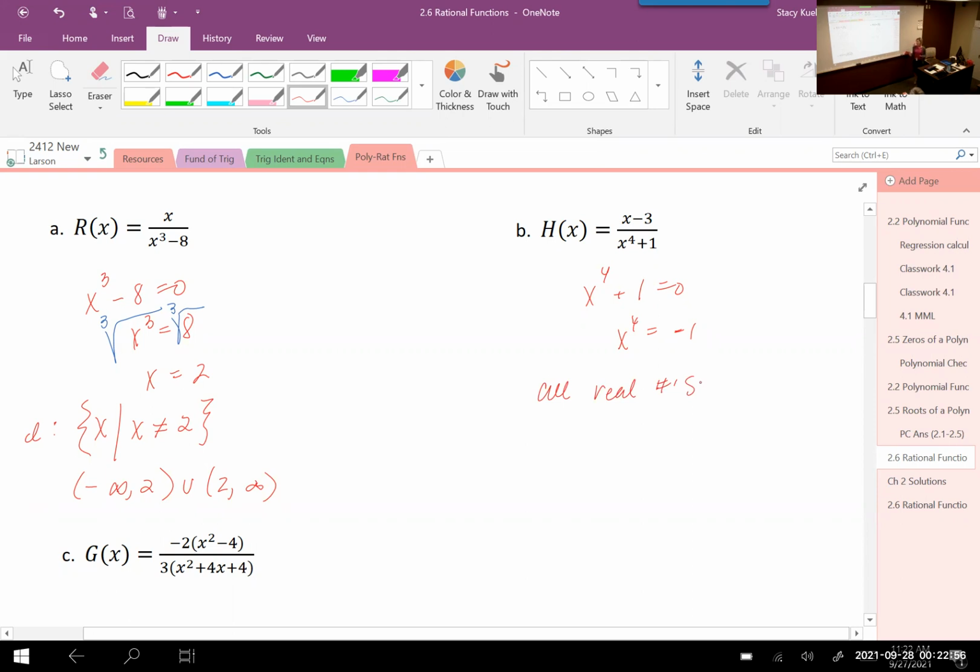If you were writing that in set notation, it would be surrounded by squiggly brackets, right? x such that x is all real numbers. That's the set of all real numbers, in other words, right? If I was looking at interval notation, how would I represent the interval notation for all real numbers? That's right, negative to positive infinity.